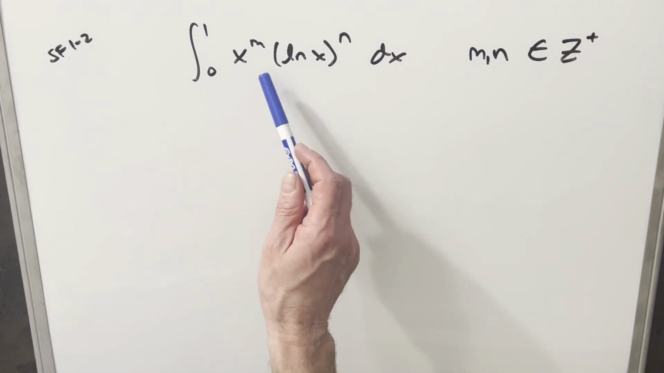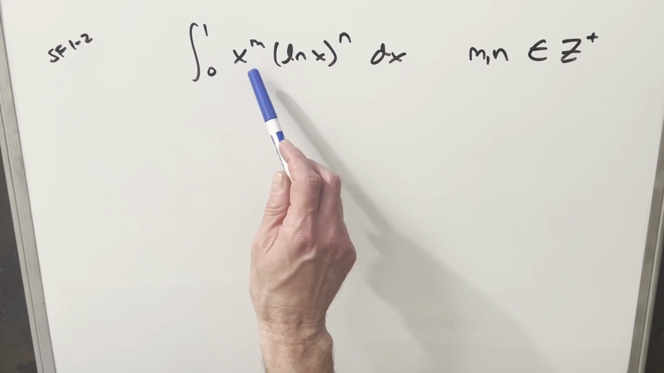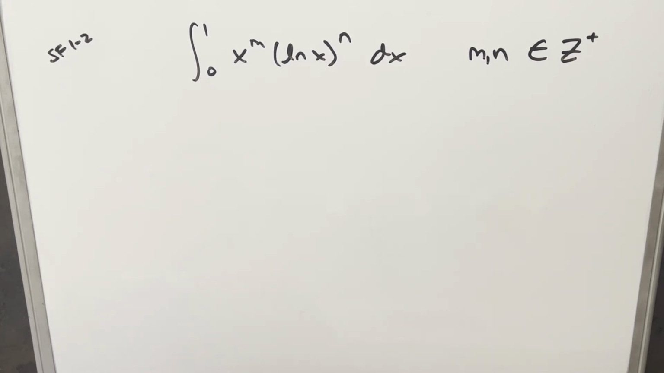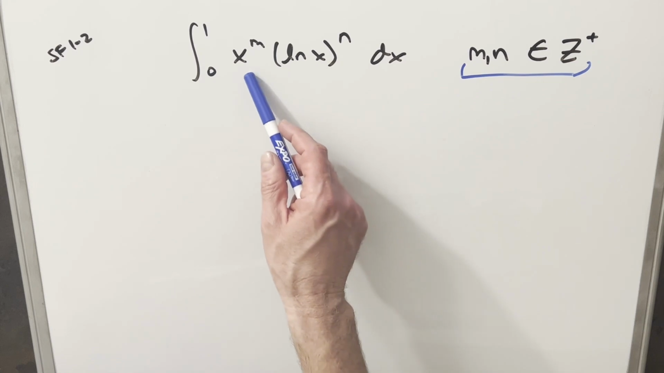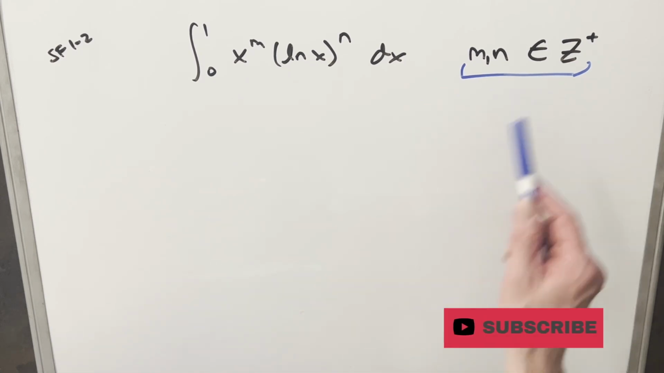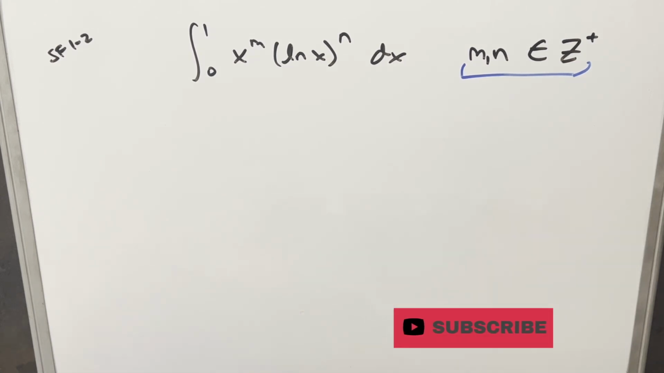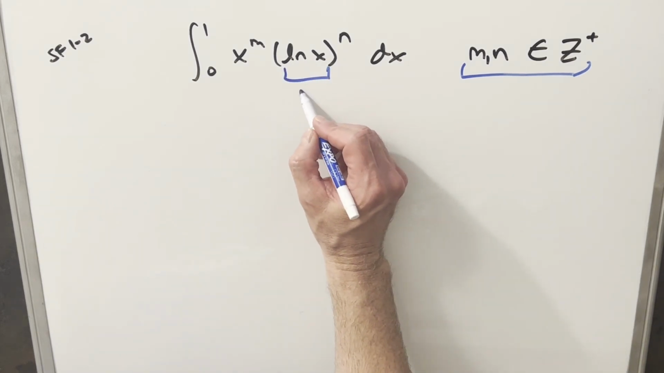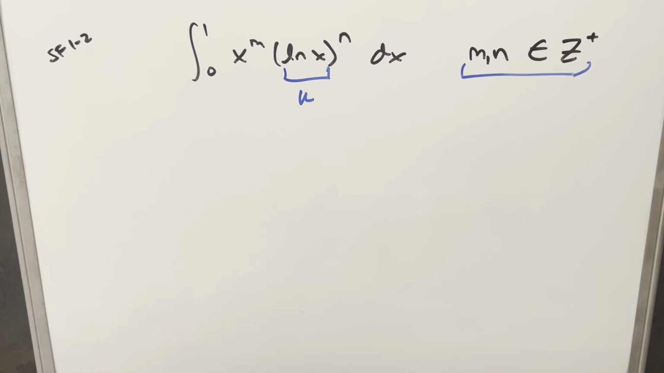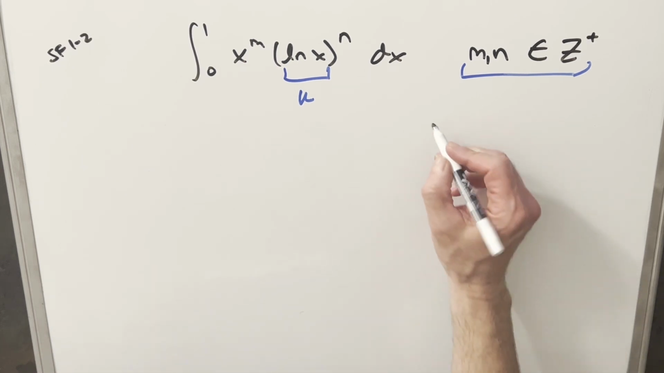I've probably done problems like this before, definitely with m and n equal to 1 or 2. One thing I want to note before we get started is the condition here: m and n, the exponents, are going to be positive integers. I think there are a few ways to approach this, but the way I went about it was trying to make a basic u substitution to start for ln x. So we'll go ahead with this.